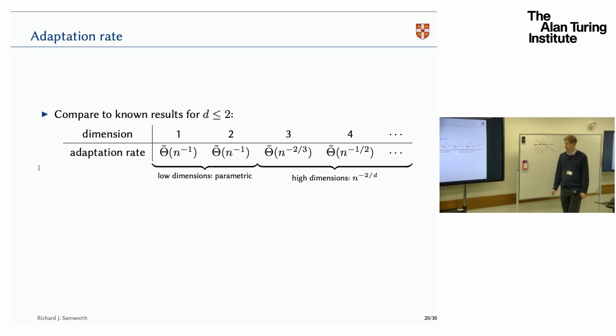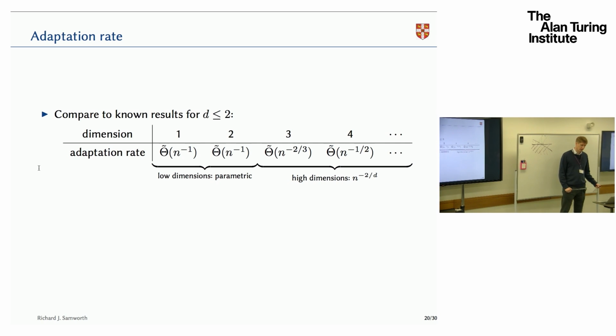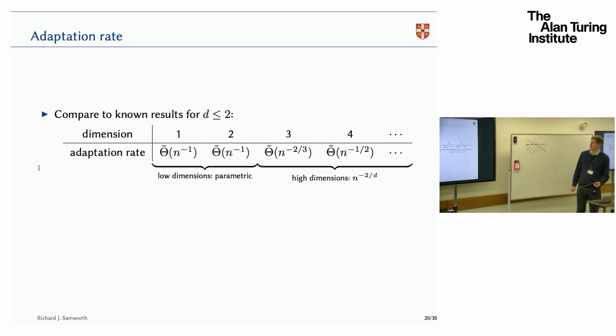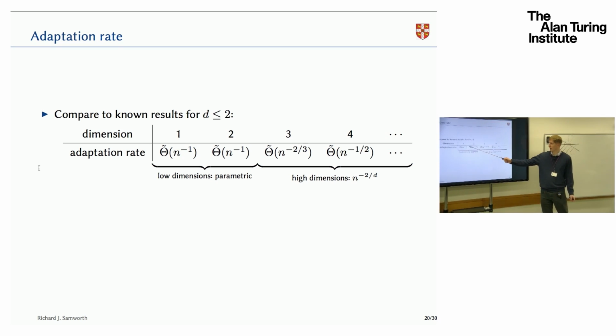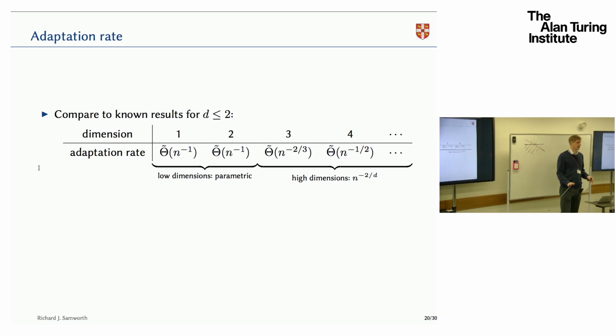So again, if we look at these results, when we're in the low dimensional case where d is less than or equal to 2, I can adapt at the parametric rate up to polylogarithmic factors in 1 and 2 dimensions. So I'm doing almost as well as if you actually told me that the signal was piecewise constant, even though the estimator didn't know that at all.